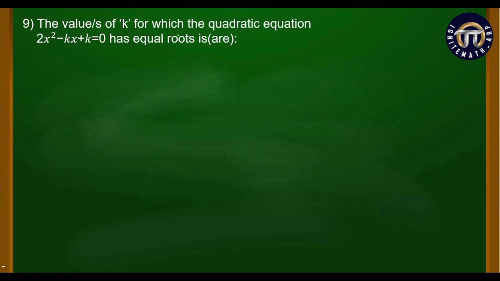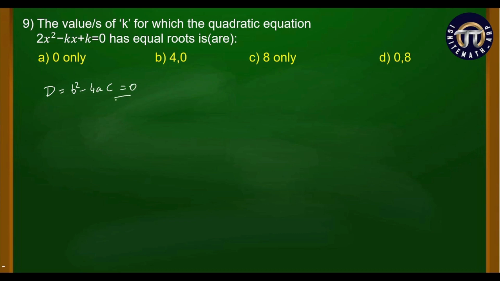The value of k for which the quadratic equation so and so has equal roots. Again, options are given to you. For equal roots, you must know, children, the discriminant b square minus 4ac should be equal to 0. So in the given quadratic equation, 2x square minus kx plus k equal to 0, it is in the standard form. The standard form is ax square plus bx plus c equal to 0. When I compare this with the standard form, a is equal to 2, b is equal to minus k, and c is equal to plus k.